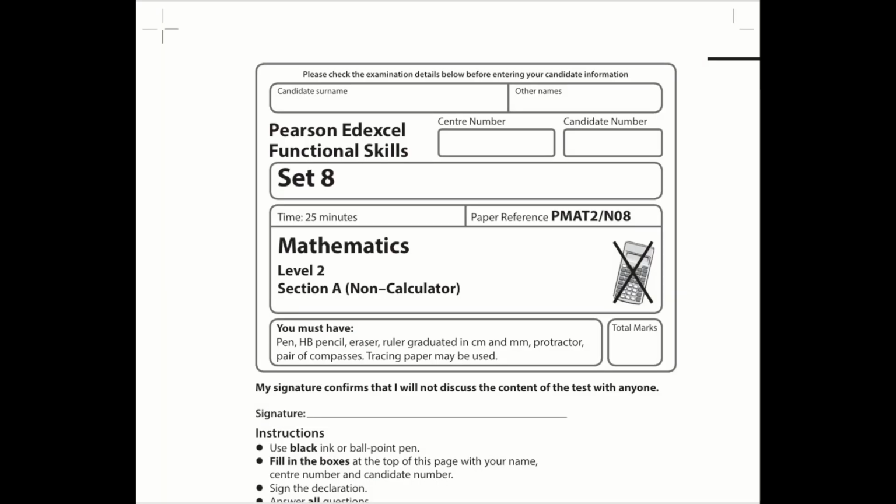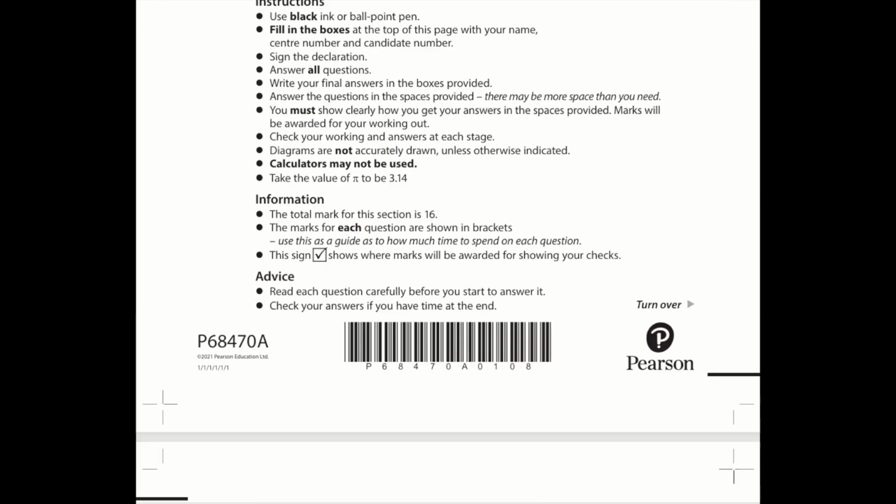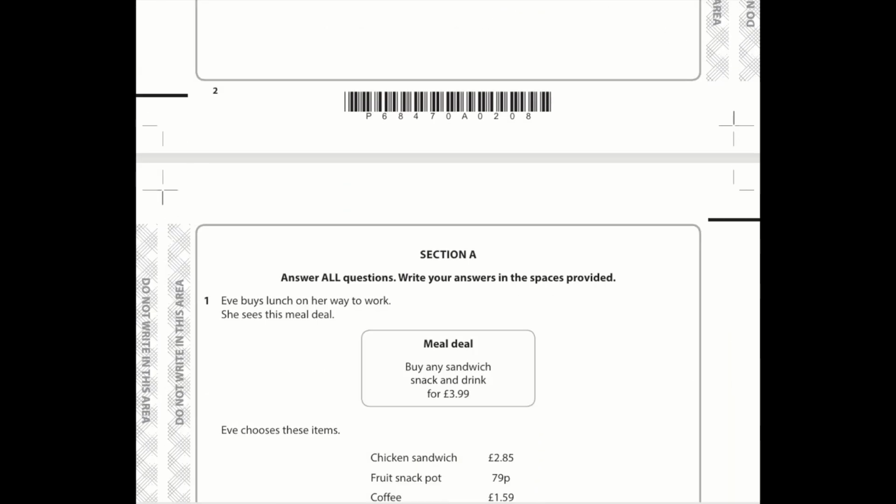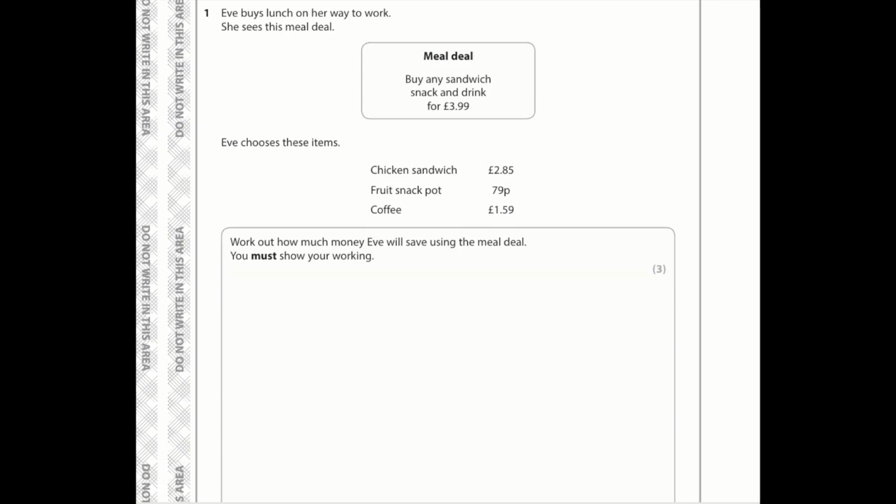Here are the video solutions for Pearson Edexcel Functional Skills Maths Level 2. This is section A, which is the non-calculator section from set 8. So let's scroll down and take a look at question number 1.